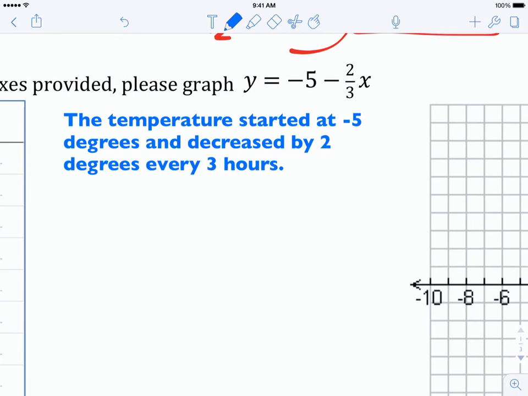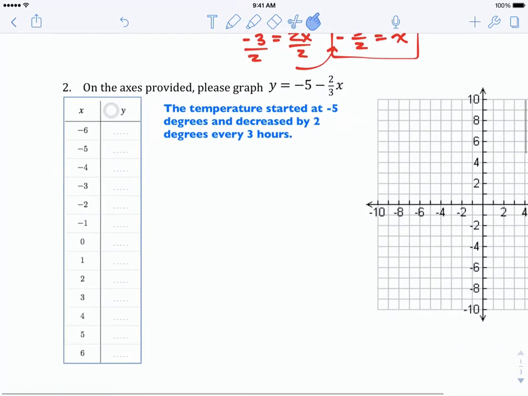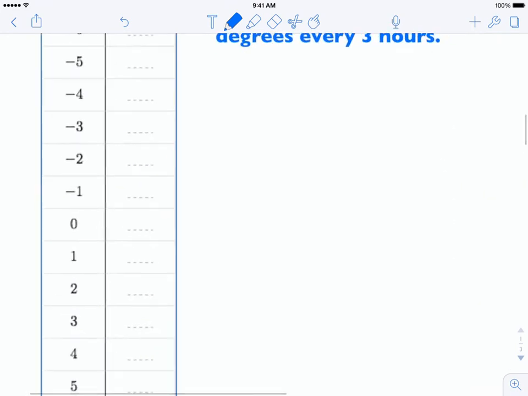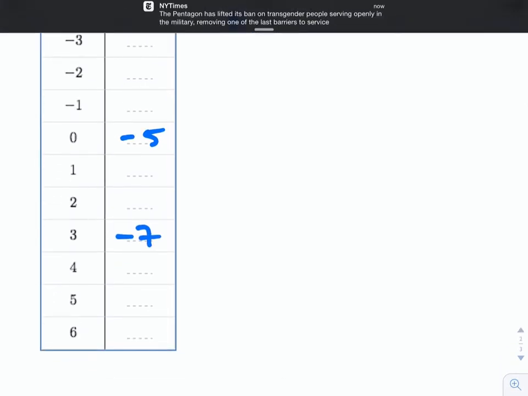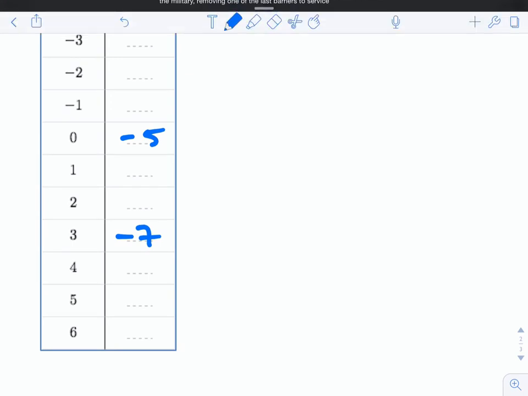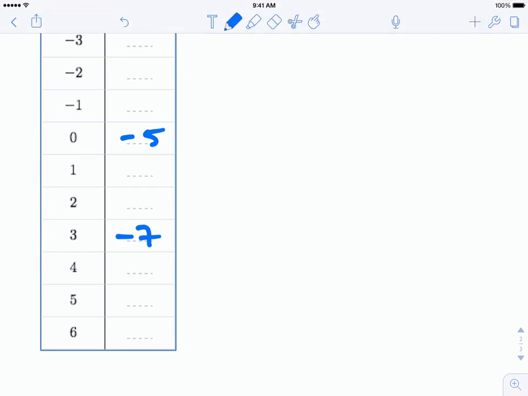All right, phenomenal. So now we have a story that goes along with our equation. The temperature started at -5 degrees, and it decreased by 2 degrees every 3 hours. Now I think this is going to make it really easy to create a table of values. We said that the temperature started at -5 degrees, and every 3 hours that went by, it went down by 2 degrees. So it goes down to -7, and then 3 hours later, 1, 2, 3 hours later, it went down by another 2 degrees to -9.